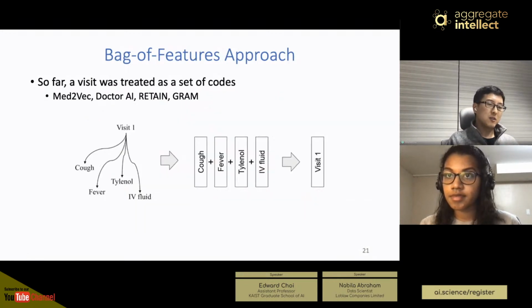So I thought, well, now that I know that, I can no longer just respect the way that I used to treat EHR previously before MIME, like in my previous work like Med2Vec, Dr.